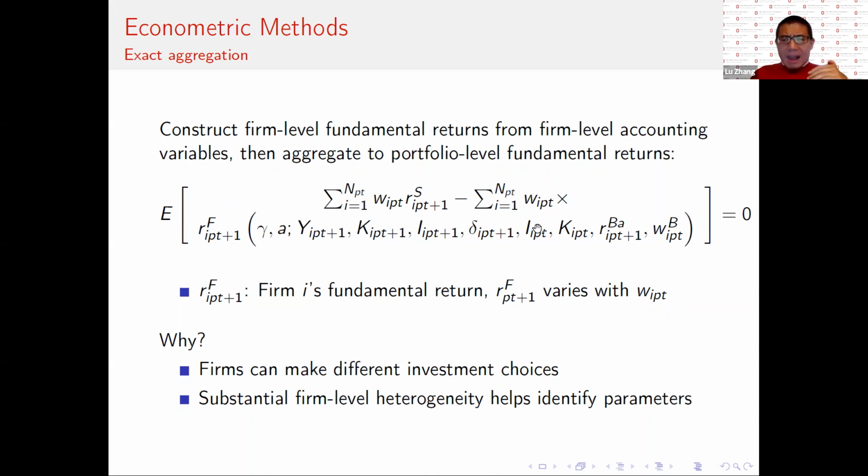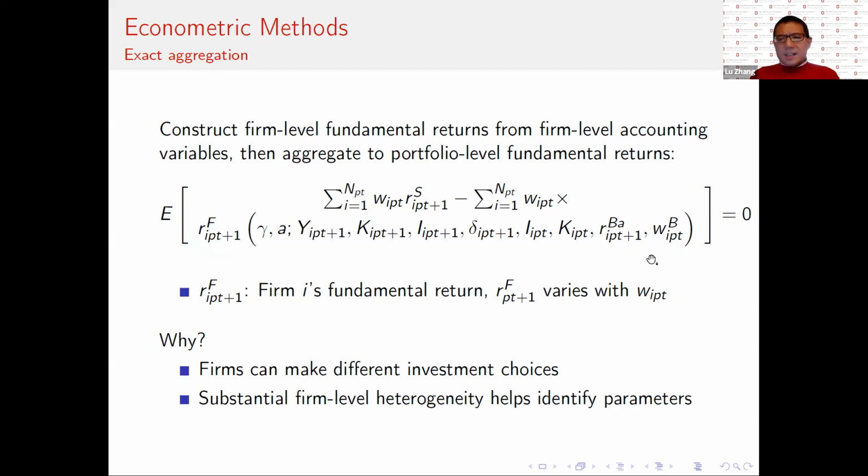And then we're going to aggregate firm-level fundamental return to the portfolio level using the same weighting scheme as the stock return, either equal weights or value weights. And then we're going to match the means together in this way, right? So why do we do that, right?